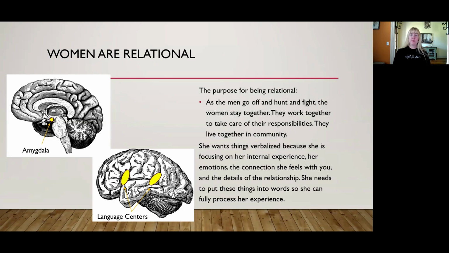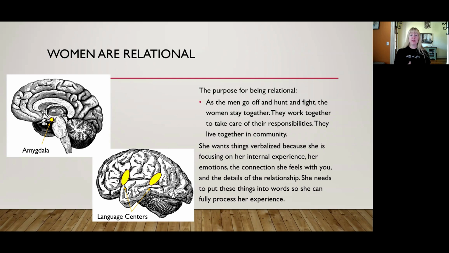So the purpose for the left amygdala being stronger in women, okay, why did God factor this into his design? Well, because as the men go off and hunt and fight, the women stay together. So kind of picture pre-civilization, the nomadic tribal time that humanity lived in. Men would go out and hunt, or men would go out and fight, and the women would stay behind and work together. They would take care of responsibilities. They would care for the children. They would be the ones who were foraging, right? And watching over the homestead or the camp. They lived in community. They coordinated within the larger context of community.